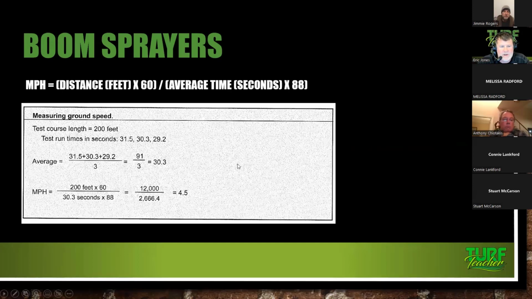Our miles per hour is our distance in feet times 60 divided by the average time in seconds times 88. Test runs in time seconds were 31.5, 30.3, and 29.2. We add those together, divide by 3. We have an average of 30.3. So our miles per hour would be our 200 feet times 60 divided by our 30.3 seconds times 88. We need to be driving the boom sprayer at 4.5 miles per hour.